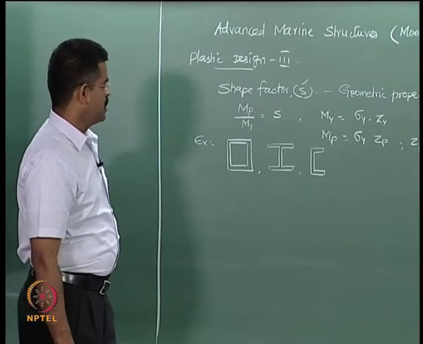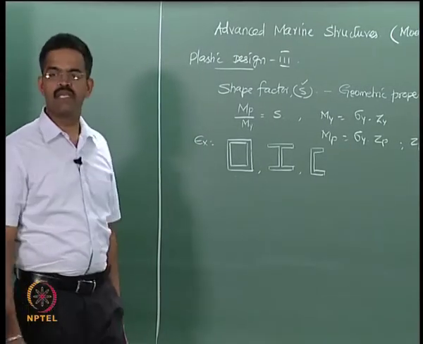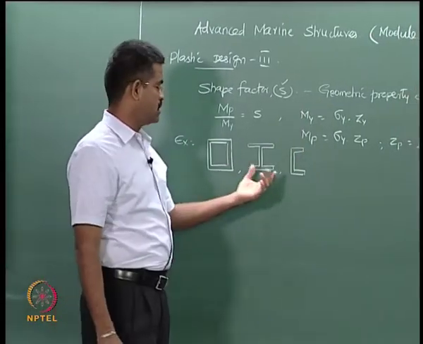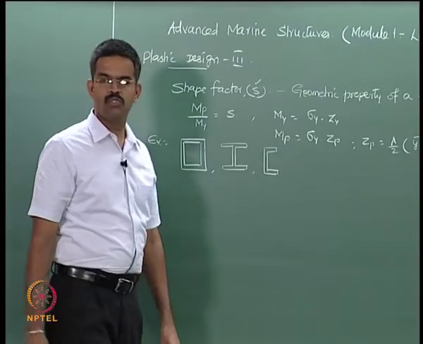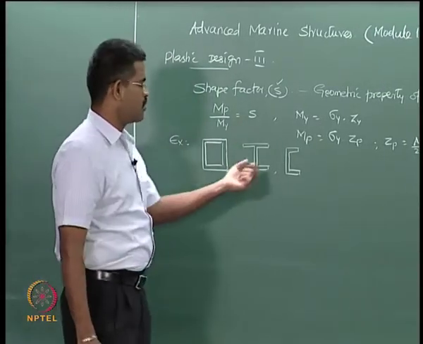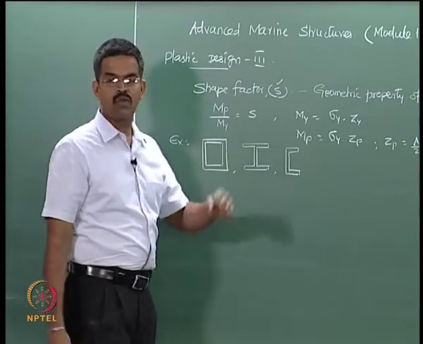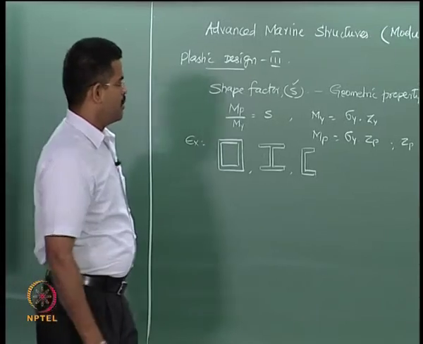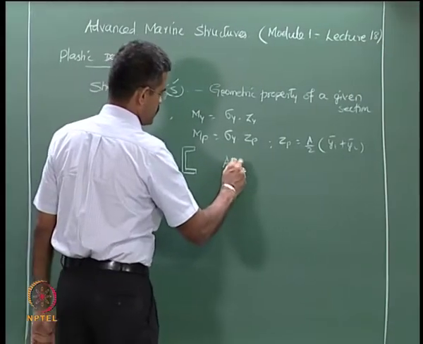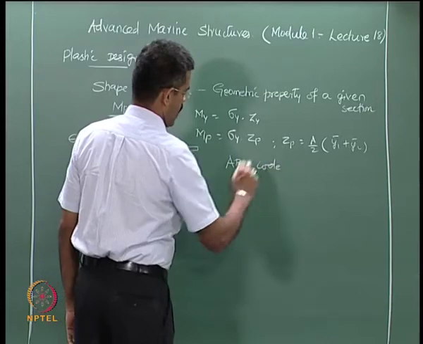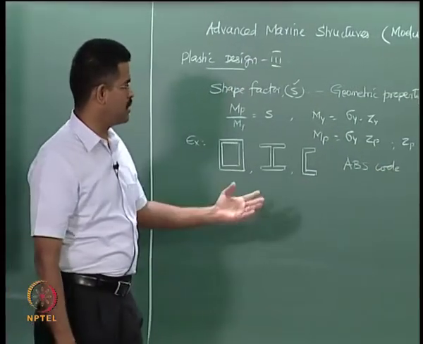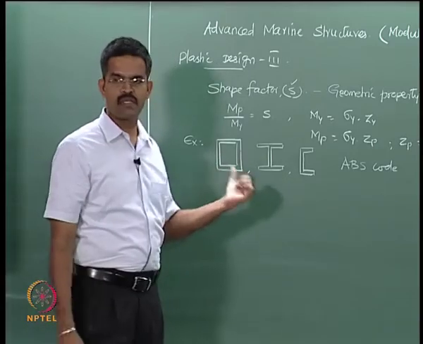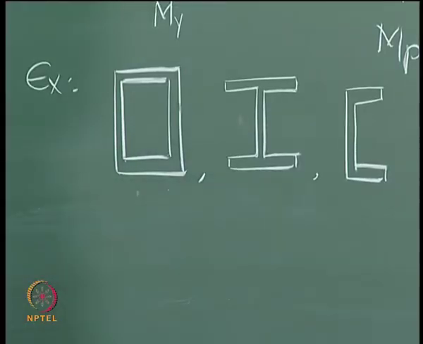Of course, this exercise is not very necessary, because for the different standard conventional geometric forms of steel sections likely to be used in marine structures, we already have equations available in the literature for finding out the shape factor. I will give you these equations later. This is available in the ABS, American Bureau of Shipping code, for different shapes. So, it is not necessary that you memorize this, but you must know how to estimate them.